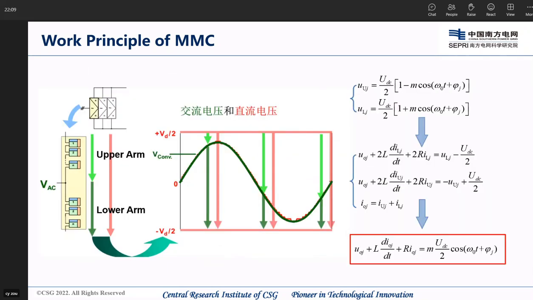At any time, the number of switched in submodules in every phase is constant, so we have a constant DC voltage, but the number in the upper arm and the lower arm keeps changing, so the voltage at VAC keeps changing. We get a fluctuating VAC. By doing so, we get the sine wave in VAC.